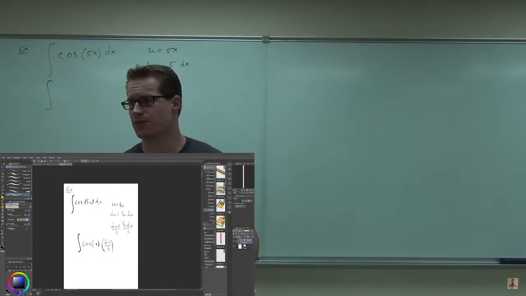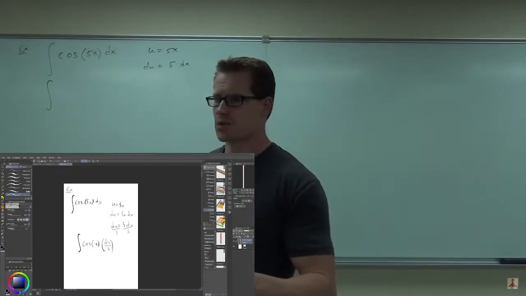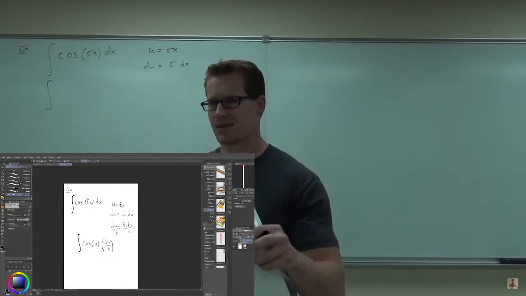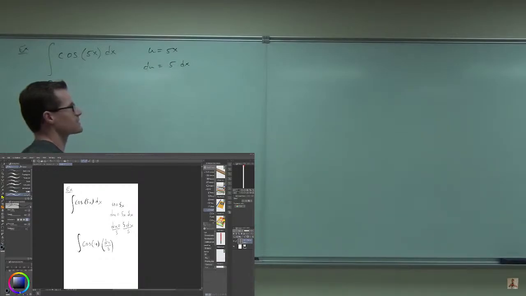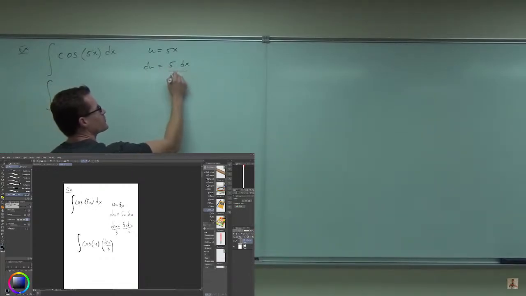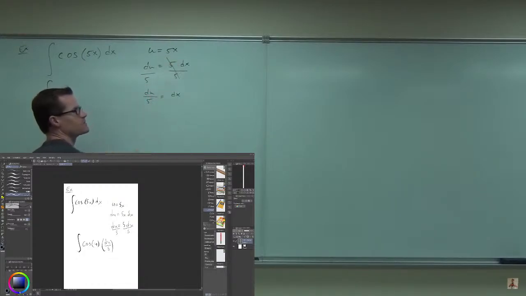Some people do this differently. Some people don't solve for dx, some people try to make it something times dx and substitute in for du. I prefer solving for dx, it just makes it a little bit easier for us. So if we divide both sides by 5, we have du over 5 equals dx. That lets us make our substitution.